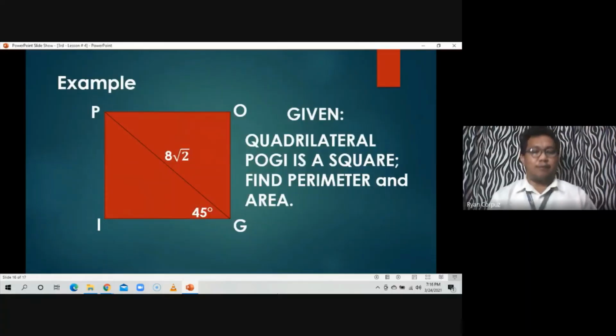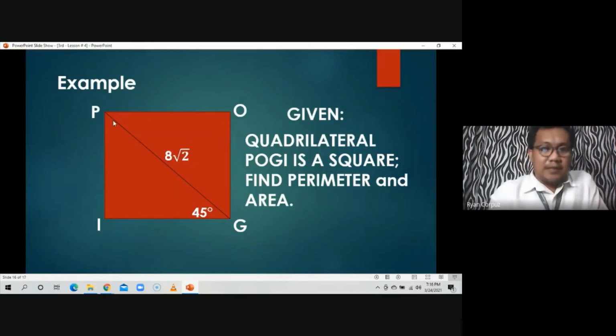So, let's have this example. It says here, quadrilateral POGI is a square. Find the perimeter and the area of that square. So, how do we find the perimeter and area without knowing first the measure of the sides of that square? We know that by having this given: the diagonal of the square measures 8 square root of 2, and the measure of the angle is 45. This angle measures 45 degrees.